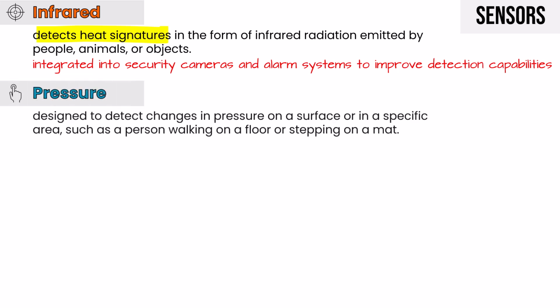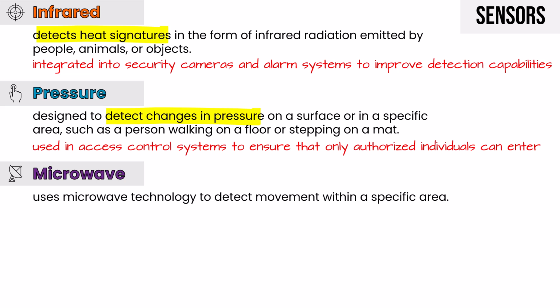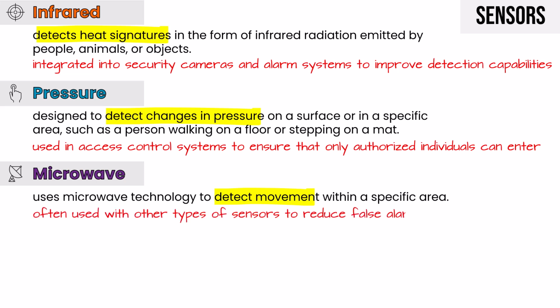Next, we have pressure sensors, which are designed to detect changes in pressure on a surface or in a specific area, such as a person walking on a floor or stepping on a mat. Pressure sensors are used in access control systems to ensure that only authorized individuals can enter. Microwave sensors use microwave technology to detect movement within a specific area. They're often used with other types of sensors to reduce false alarms.